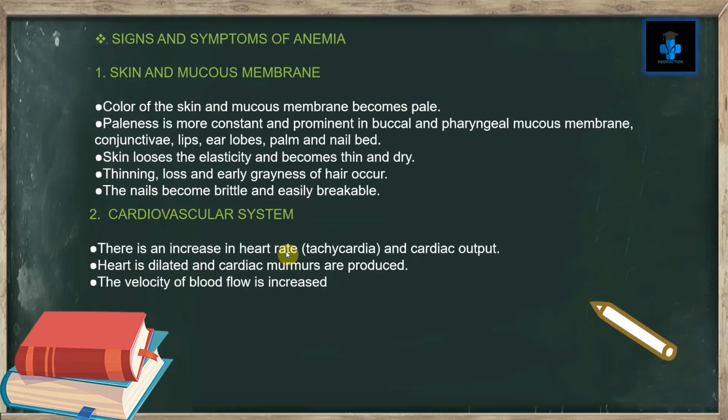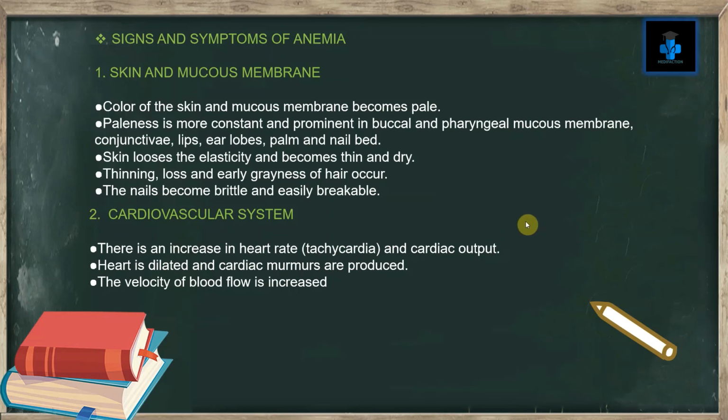Now let's know about the signs and symptoms of anemia. Number 1. Skin and mucous membrane. Here, the color of the skin and mucous membrane becomes pale. Paleness is more constant and prominent in buccal and pharyngeal mucous membrane, conjunctiva, lips, earlobes, palm, and nail beds also. Skin loses the elasticity and becomes thin and dry. Thinning, loss, and early grayness of hair occur. The nails become brittle and easily breakable.